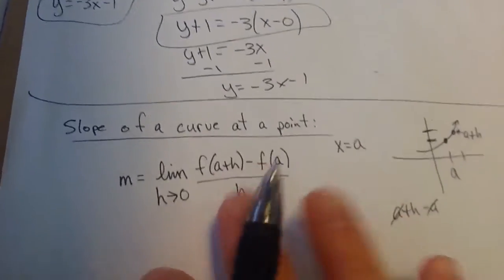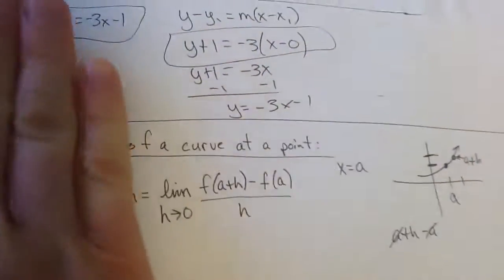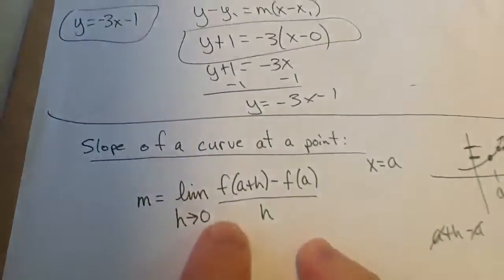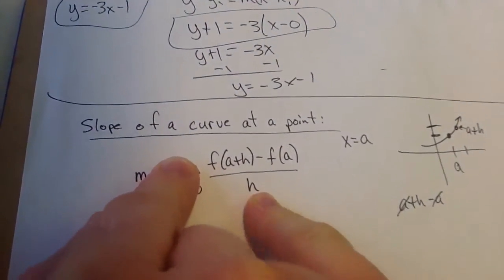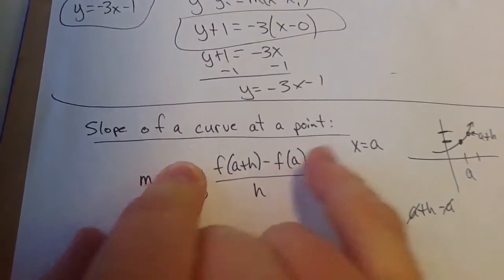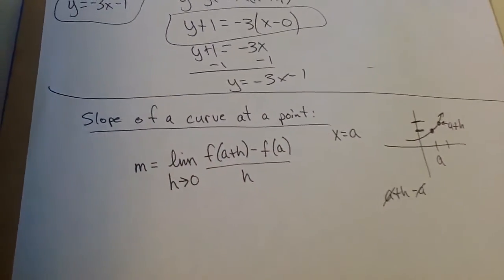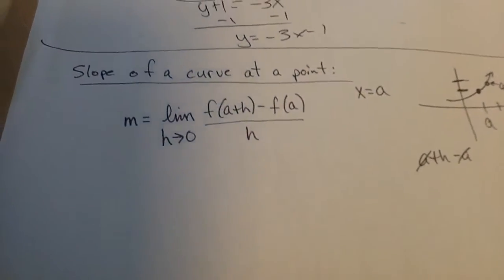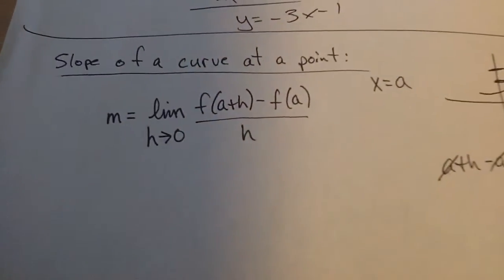So this is all we've been doing right here. And you've actually seen part of this before. If you just look at that, it might look familiar: f of a plus h minus f of a over h. We did a whole bunch of those last year, where I'd give you a function and make you plug in a plus h and a and simplify it. It was called the difference quotient. I told you we would use it this year, and well, here it is.